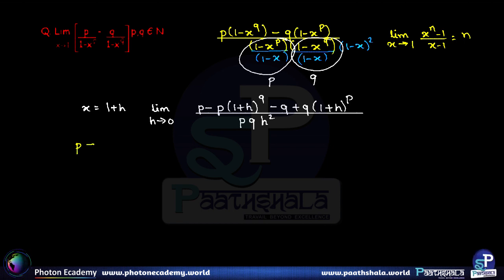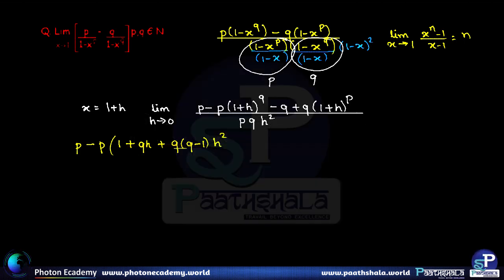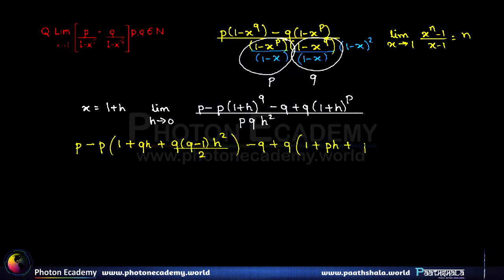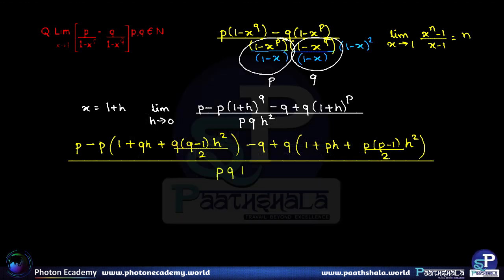So p minus p(1 plus qh) plus, also remember the second term as well, you need to learn this stuff, q(q minus 1) h square upon 2 factorial, so that's just 2, minus q plus q(1 plus ph) plus p(p minus 1) upon 2 factorial, so that's just 2, into h square, and this whole thing is divided by pq h square.